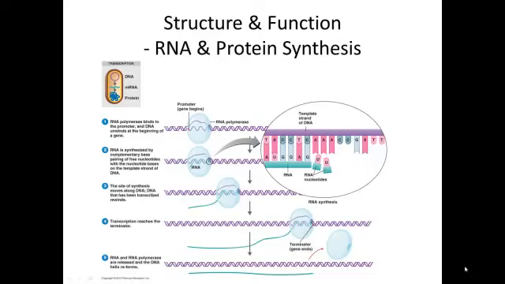Okay, so we have a newly divided cell. It's got fresh new DNA, and now it wants to make proteins. That's what bacteria do. That's what cells do. So what we do is we undergo transcription. That's where we make an RNA copy of a DNA template.